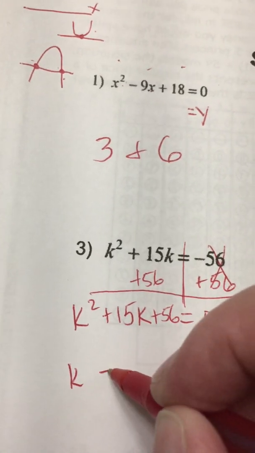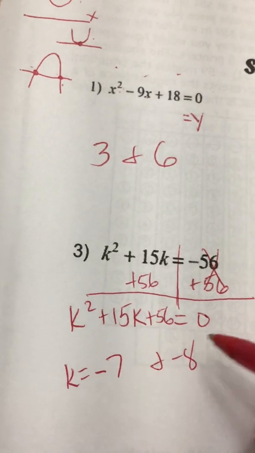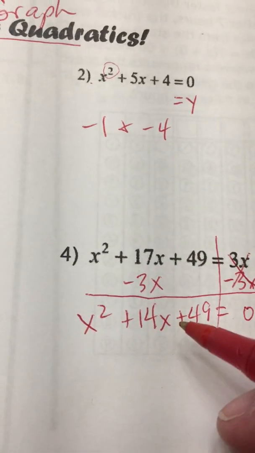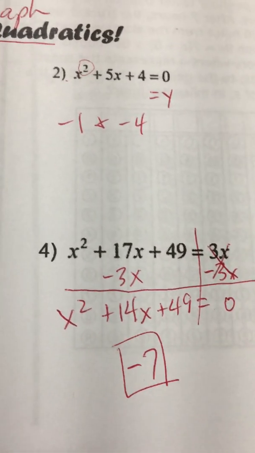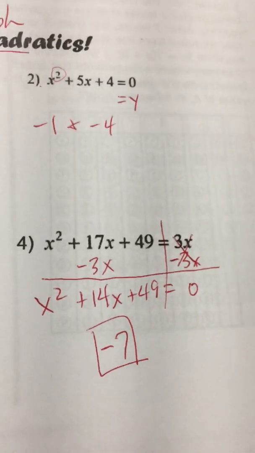K could be -7 and -8. So -7 and -8 both worked for k. And over here, it only touched at one place, at -7. So there's only one solution on this one. It just touched it at one place. And so my solution is -7.